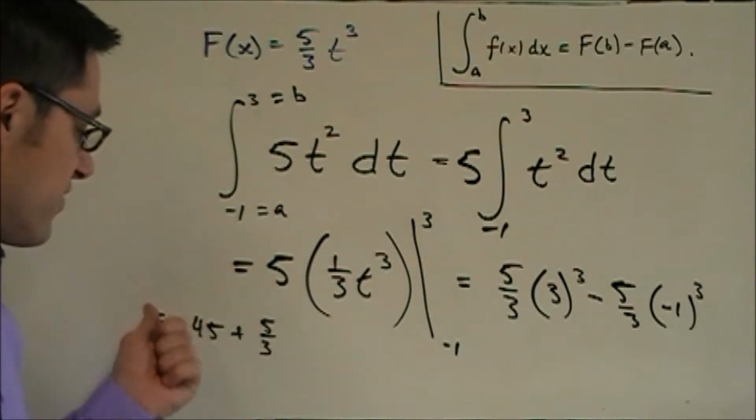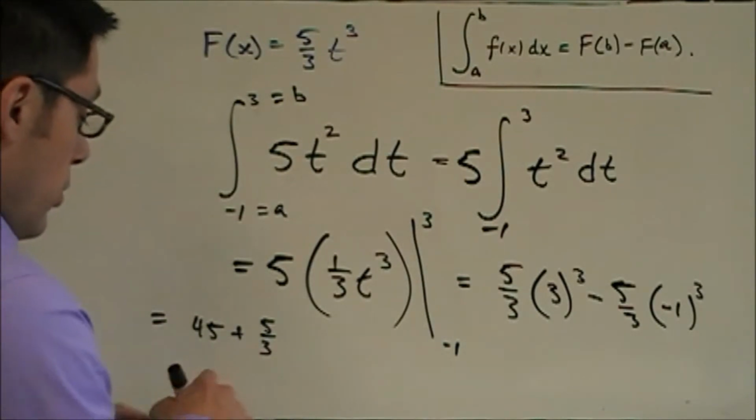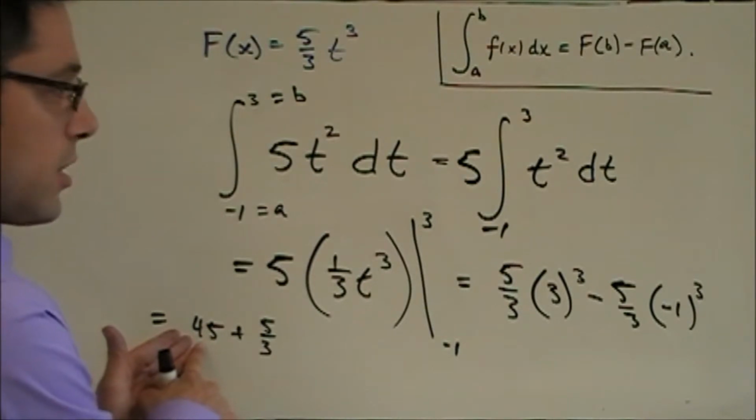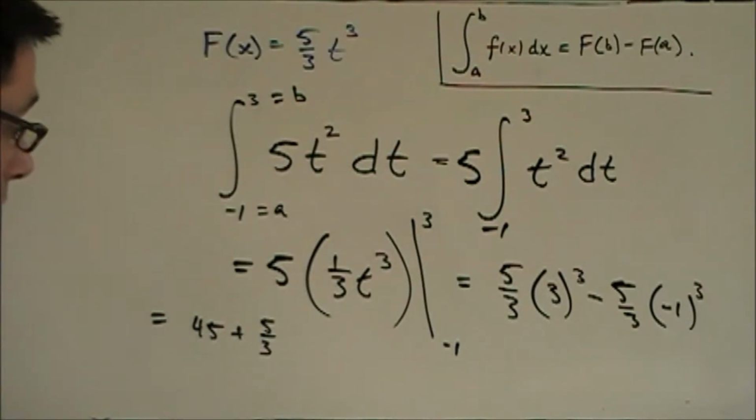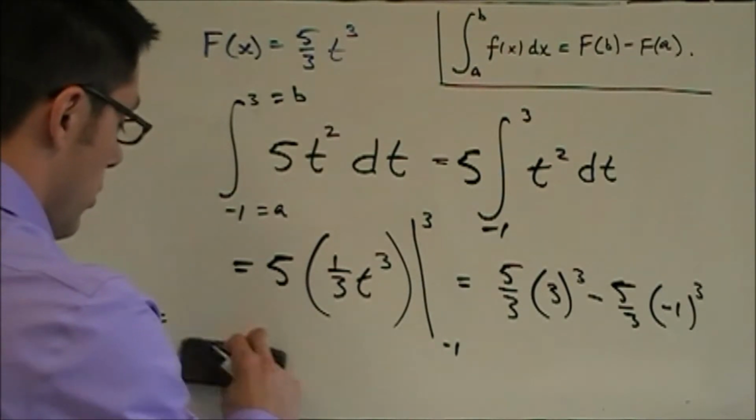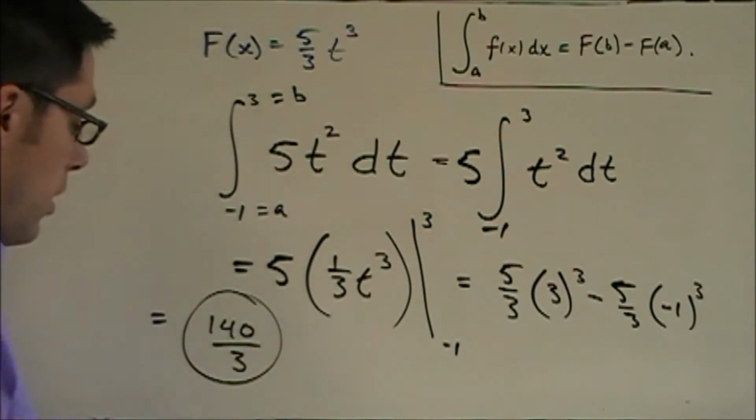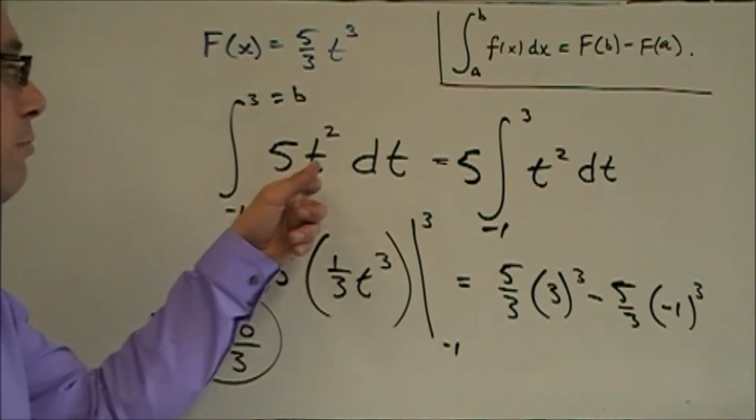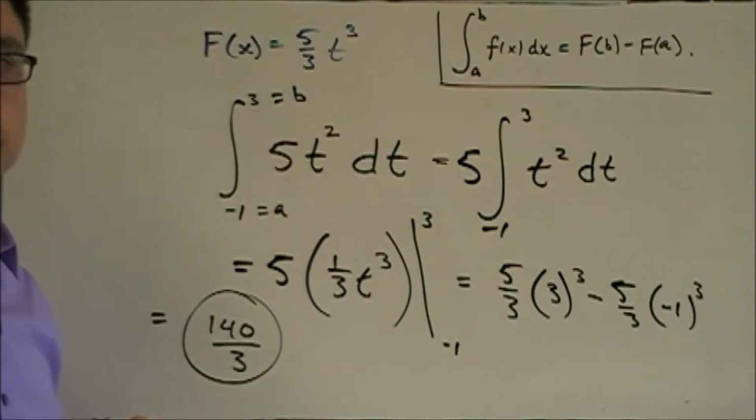So if we want an exact value, let's put it into one complete fraction. We just turn the 45 into thirds, and 45 into thirds becomes 135/3. Putting that together, you're going to have 140/3. So when all the smoke clears, my answer is 140/3. This is the exact value of the area below this particular curve from -1 out to 3.